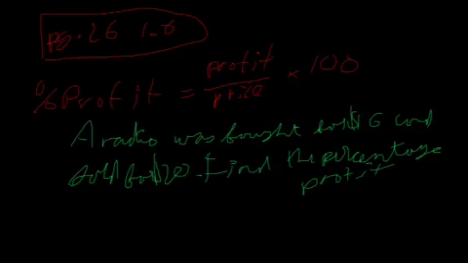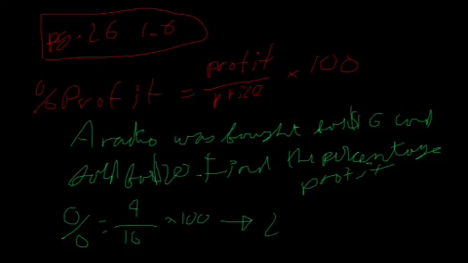Just apply the formula. So the percentage profit is going to be equal to the profit over the price, and the profit, he made $4. And what was the price that he bought it for? The actual price was 16. This is times 100, which comes out to 25%.